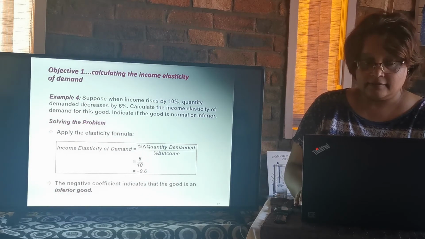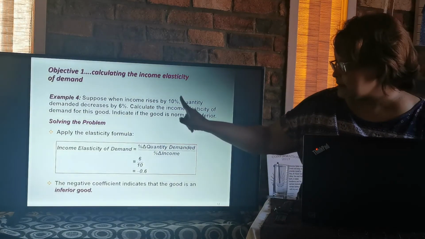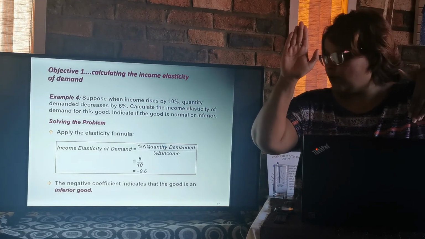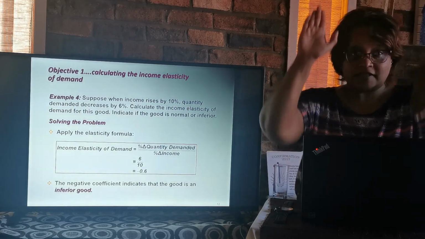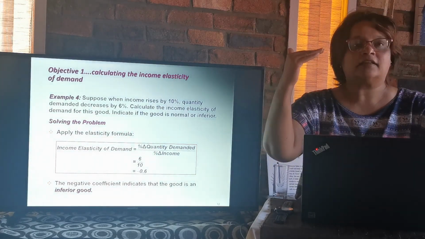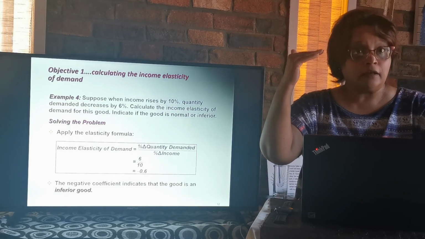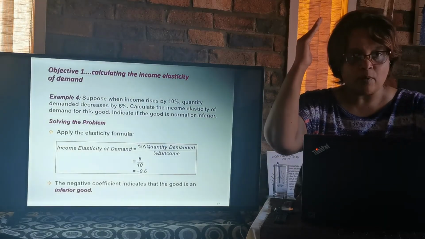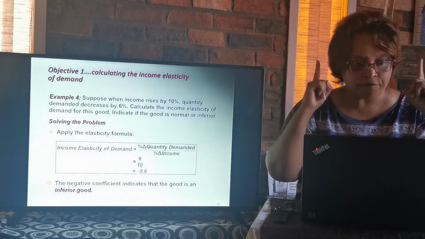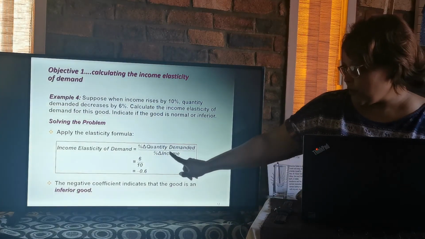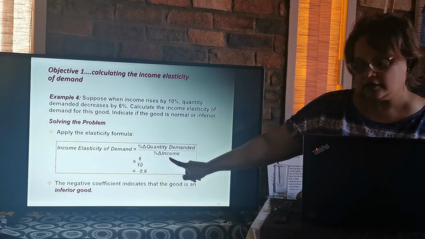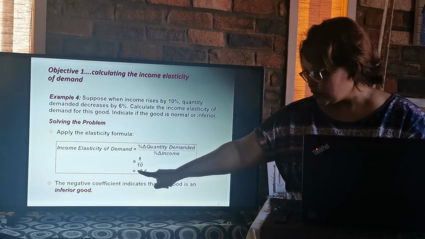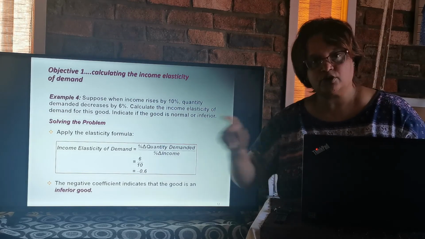On the other hand, suppose income rises by 10%, but the quantity demanded now decreases by 6%. Can you see the inverse relationship? Immediately it's going to be negative, and negative is going to give you, oops, inferior goods. So immediately think inverse relationship: one goes up, one goes down. It's going to be an inferior good. The percentage change in quantity demanded divided by the percentage change in income, 6 over 10, is going to be minus 6, so it's an inferior good.